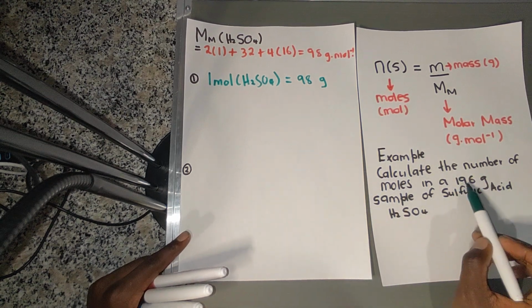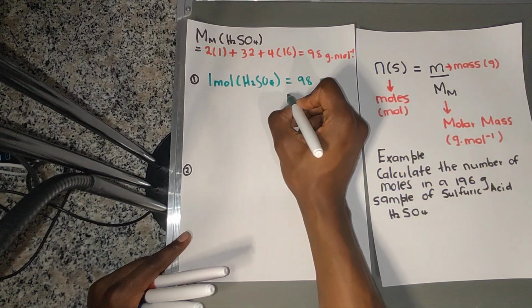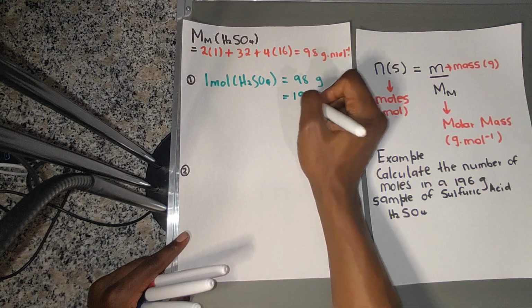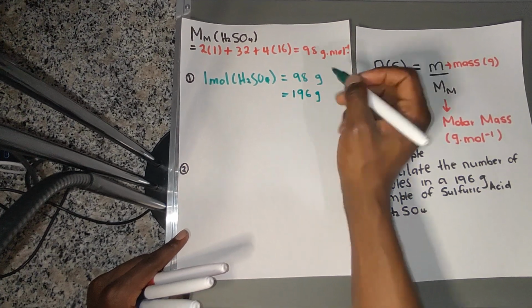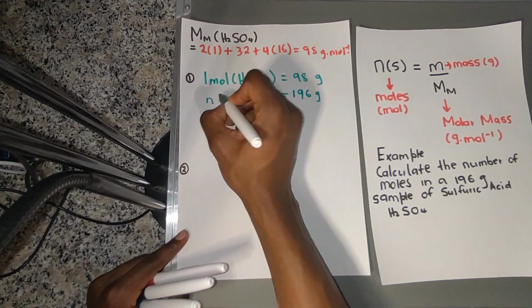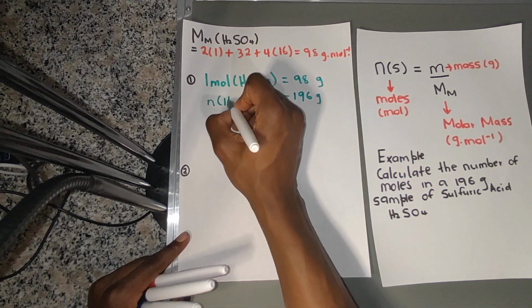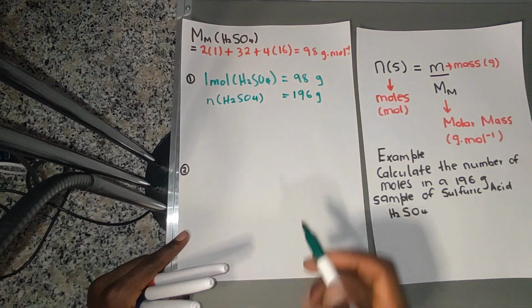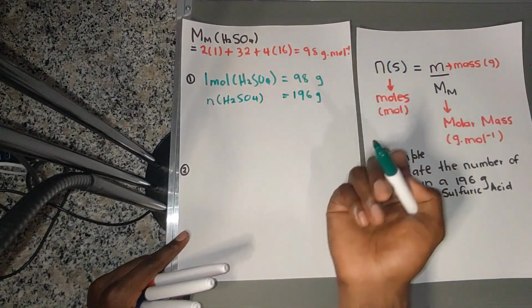So now, what are we given in this question? We are given the mass now. They want us to find the number of moles. So I'm going to write the mass under the mass. So we are now given 196 grams, and we are required to find the corresponding number of moles of sulfuric acid. So what do we do from here? We're going to cross multiply and then divide.